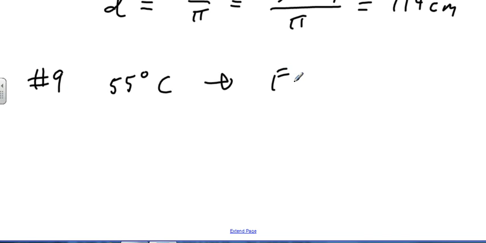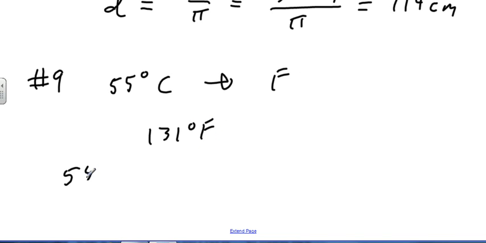So I take my calculator, I put in a 55, I go second function convert, I come down to temperature, and I want to go centigrade to Fahrenheit, so I do that, and I push the button, and it tells me it's 131 degrees Fahrenheit. Okay, I'm going to do that again.